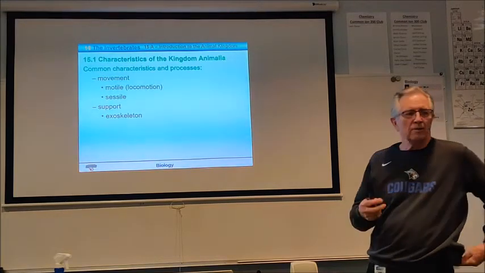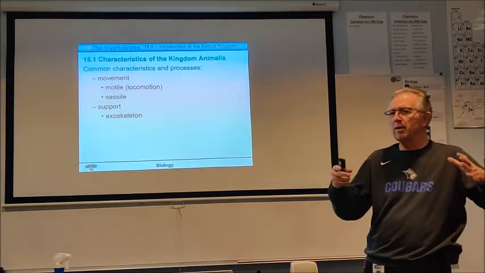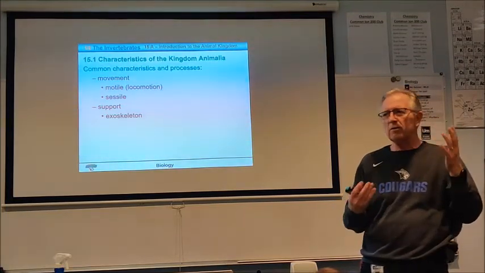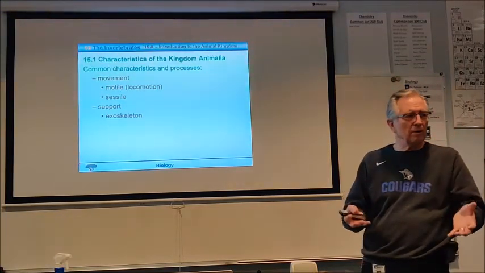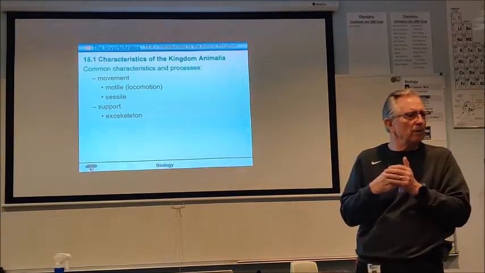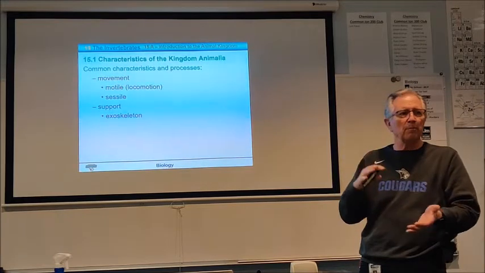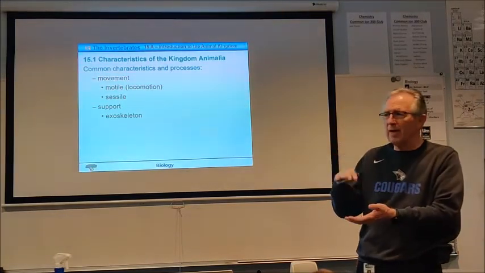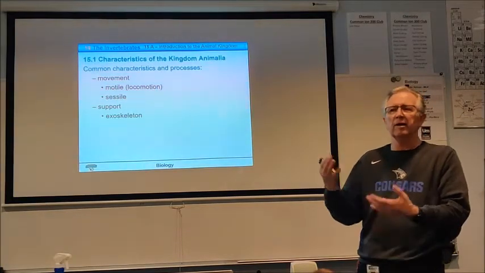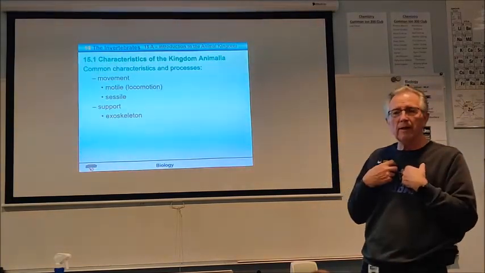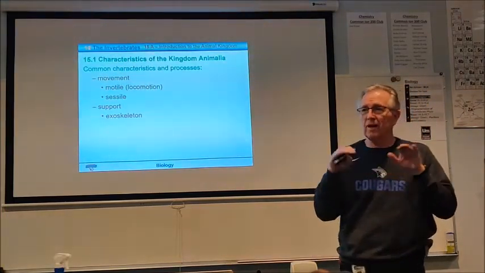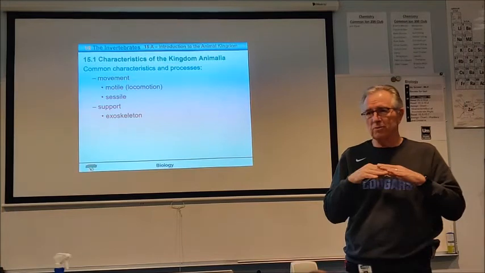Support is what gives their body shape. If they're on land, they need a lot more support. If they're in water, the buoyancy of the water helps keep their shape. But you bring that same thing up on land and it just lays flat, because it has no support. So insects, for instance, they have an exoskeleton. Their skeleton is on the outside, which is great.